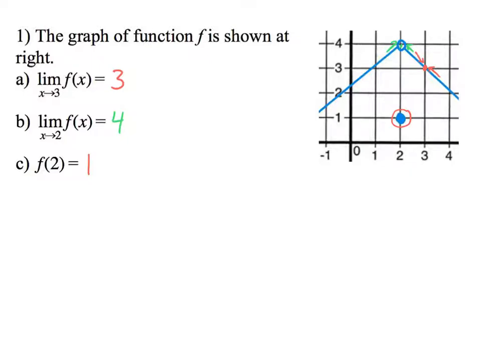Now the question is, the limit of f of x as x approaches 2 is 4, but the value is 1. They are not the same. Interesting. So the value's down here, but they're approaching here. So when we ask for f of 2, this is it. This is where you're approaching.